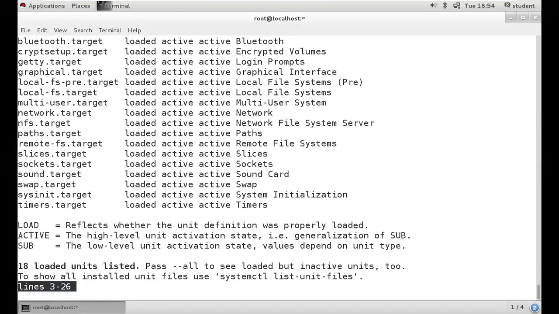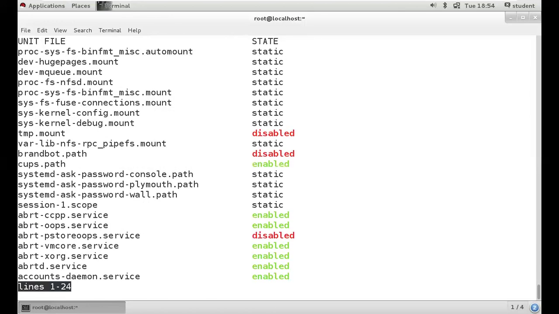systemctl list-unit-files. If you execute this command, it will show you disabled units, enabled units and static units. I'll tell you what the difference between disabled, enabled and static is. Don't worry.